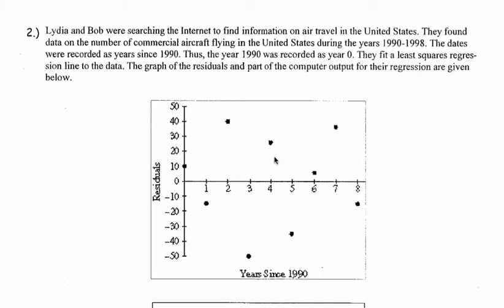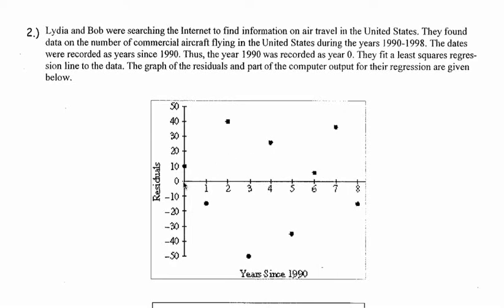Hi there. Here's my solution to the second AP practice free response question over correlation and regression. So we have some individuals that are looking at data involving the number of commercial aircraft flying in the United States. Their data run from 1990 to 1998. To simplify their model, 1990 has been recorded as year zero.